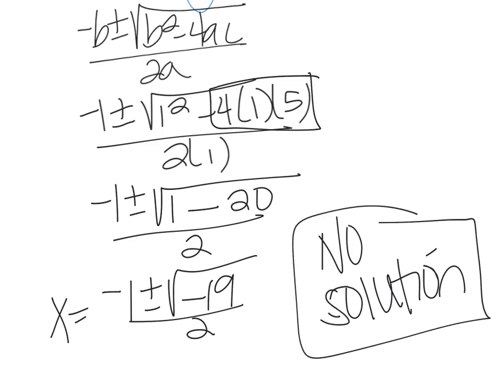So if you get an imaginary number, which this has an i, right? If you were to take it out, you'd have negative 1 plus or minus i square root of 19 all over 2. Yeah, no solution.